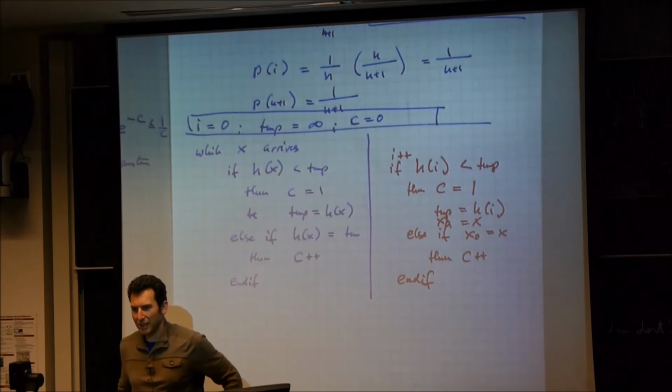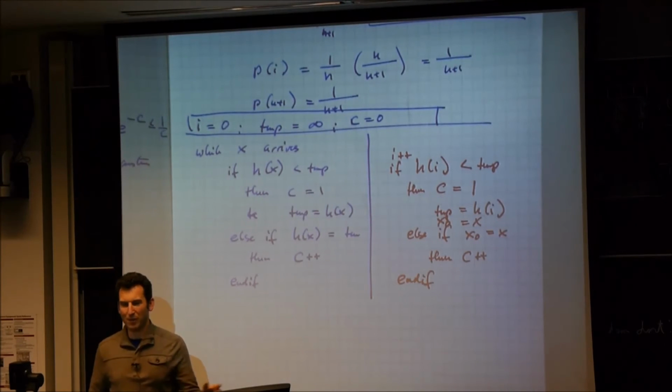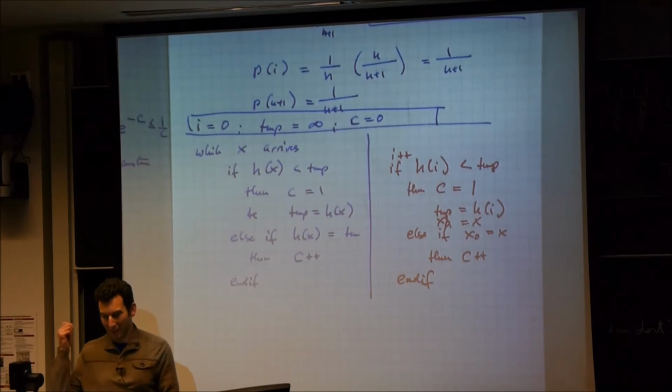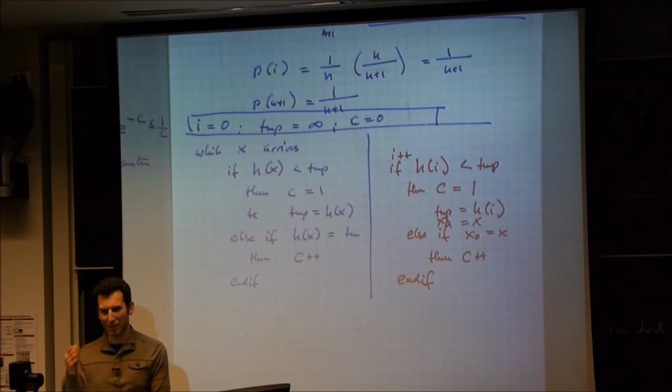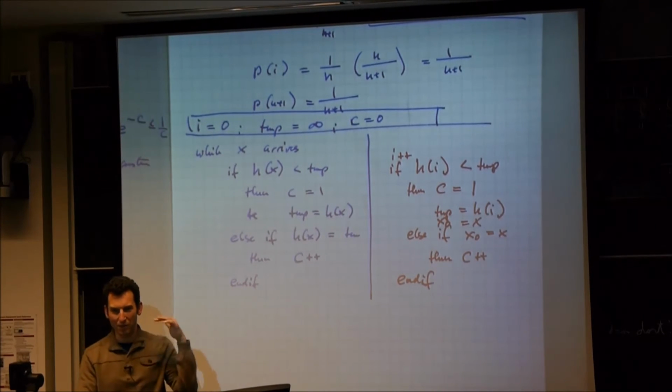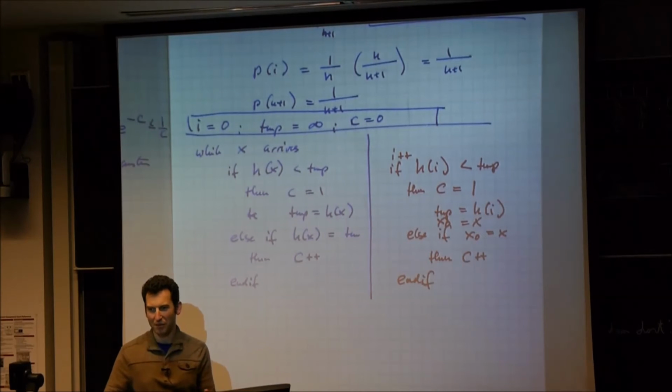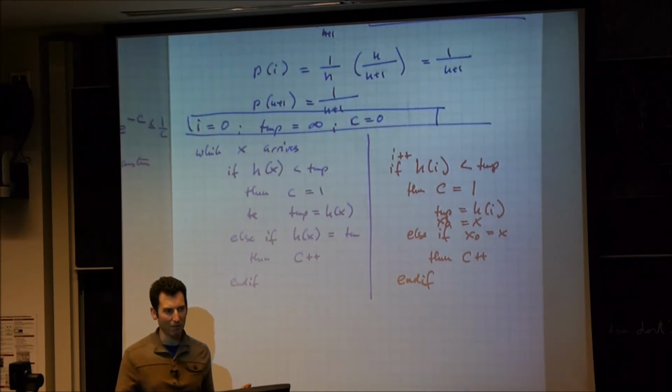So the trick is really, you always have a best bet of what's currently good, but if something else comes along that you'd rather be counting, you throw away what you currently have and go to the next one. And so the probability of you ever switching will go to 0. So for a very long stream, you're unlikely to change things a lot.